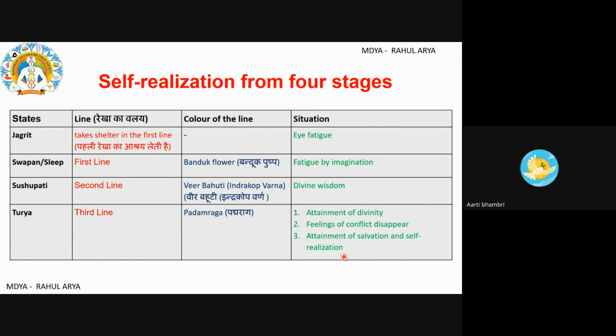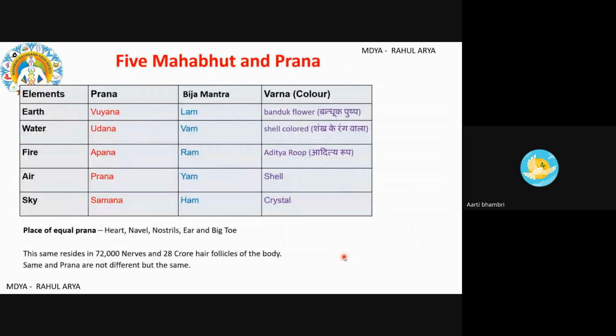Self-realization from four stages. The states are Jagrat, Swapna, Shushupti and Turiya. In the Jagrat state, the mind takes shelter in the first line, and the situation is eye fatigue. And in the Swapna state, it is the first line, the color of the line is the banduk flower, and the fatigue is by imagination. Shushupti state is the second line, Veer Bhauti, Indra Kop Varn color. So please show the slide.